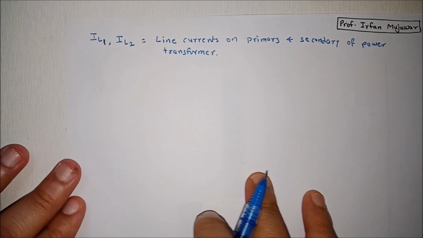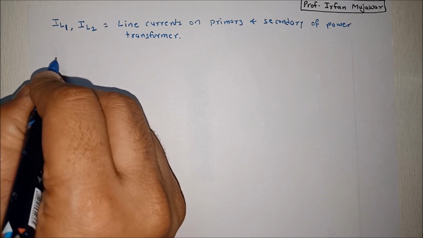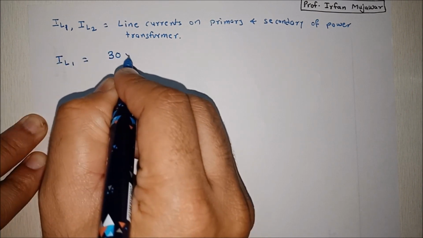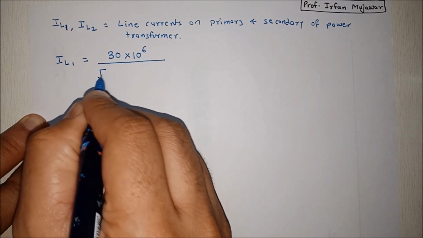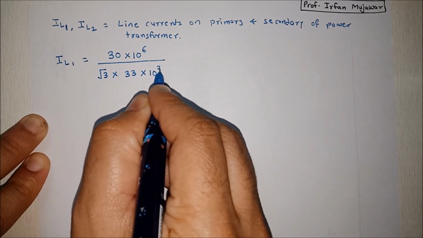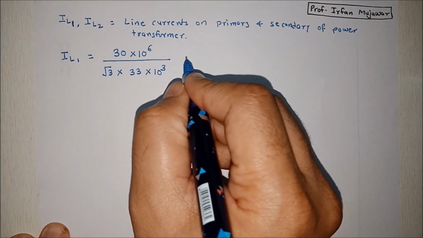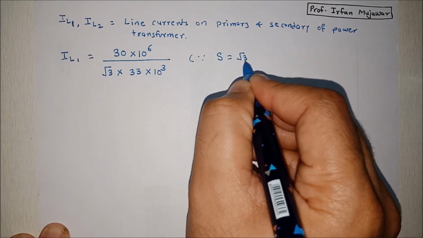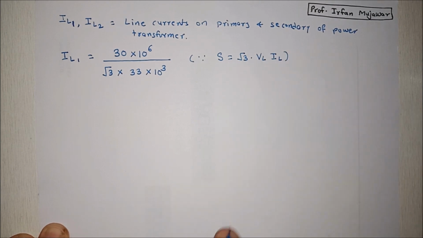For that we know the MVA rating and we know the voltage. From that we can determine IL1 and IL2. So what will be IL1? As it is given that the power transformer is of 30 MVA, it will be 30 into 10 raised to 6 divided by root 3 into 33 into 10 raised to 3. Okay, because this is the apparent power. Since S, apparent power, is root 3 into VL into IL, IL will be S upon root 3 VL.